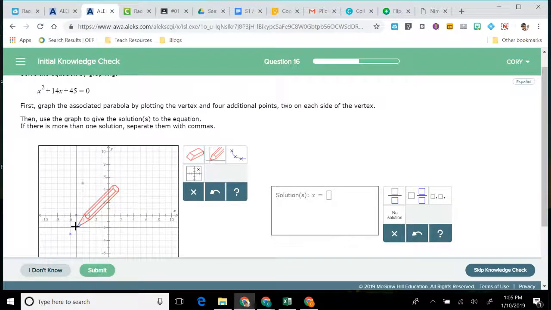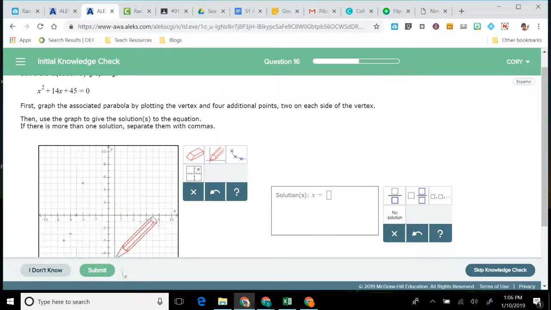Hope that's the vertex. I really, really do. I'm guessing it's the vertex looking at the pattern. So negative 7 is 49 minus 14 times negative 7. That's negative 98. Plus 45. 45 plus 49, that's 94. So negative 4. So at negative 7 we get negative 4. Okay, this has got to be the vertex.